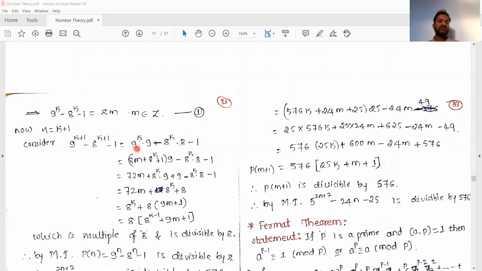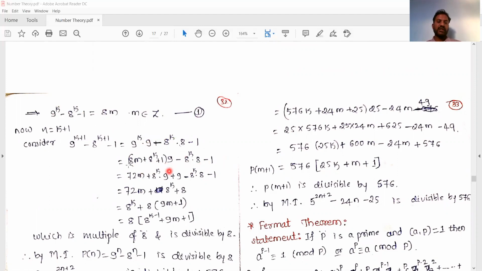So 9 raised to k plus 1 we can write as 9 raised to k into 9 minus 8 raised to k plus 1, which is 8 raised to k into 8, minus 1. Now see, 9 raised to k is written as 8m plus 8 raised to k plus 1, by using equation 1. In equation 1, 9 raised to k is equal to these terms, which you have to take to the right side. So you get 8m plus 8 raised to k plus 1 into this 9 as it is, minus 8 raised to k into 8 minus 1.